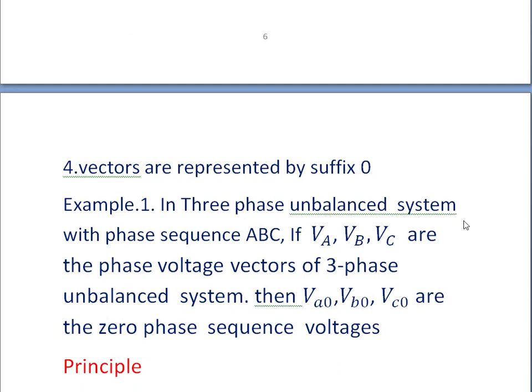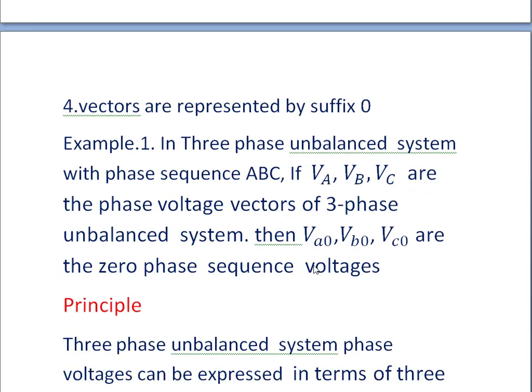Suppose you have the unbalanced three-phase system, the phase sequence is ABC and the phase voltages are VA, VB, VC, then we can represent the zero phase sequence voltages like this: VA0, VB0, VC0. VA0 belongs to the phase A zero phase sequence component. VB0 represents the phase B zero sequence component. VC0 represents the zero phase sequence component of phase C.